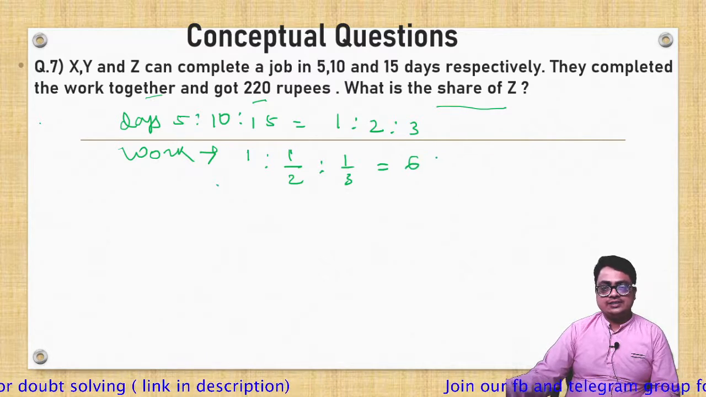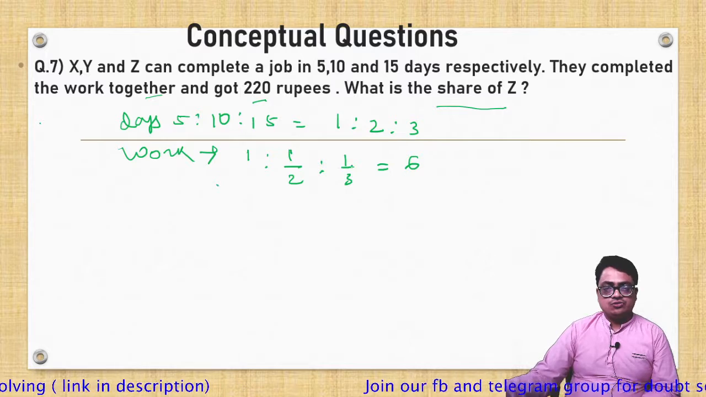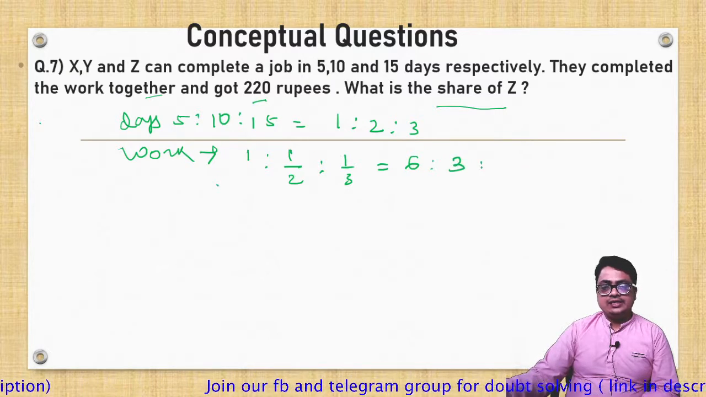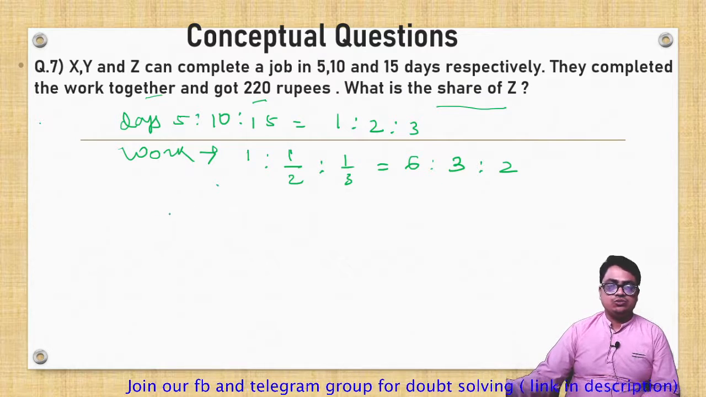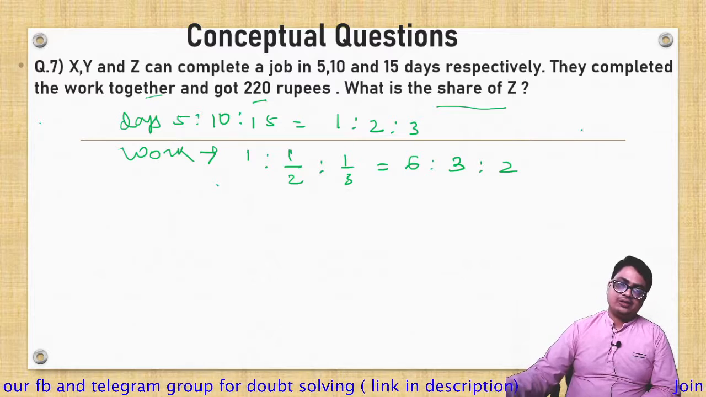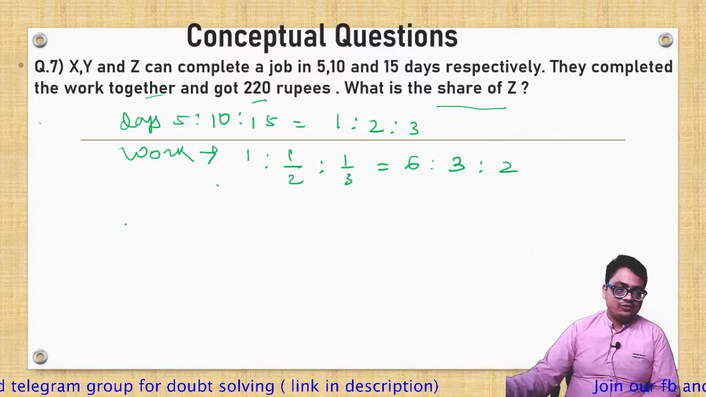You have learned this in ratios. So multiply by 6: this will be 6, this will be 3, this will be 2. So the ratio is 6:3:2. Okay, what is the share of Z? Share of Z will be how much?